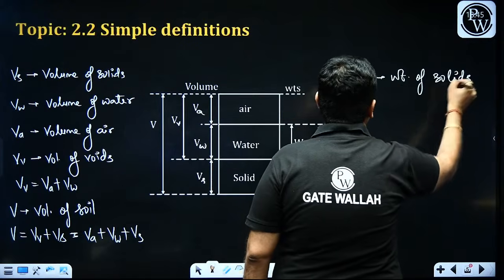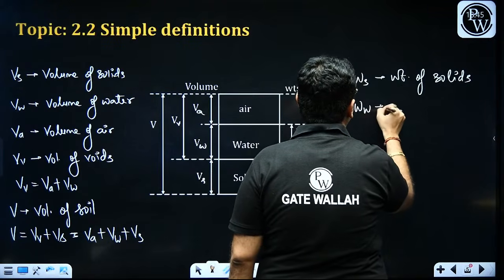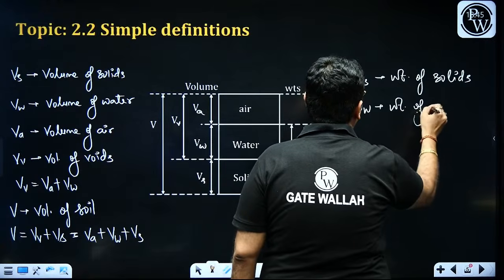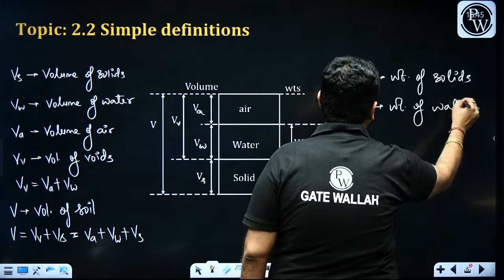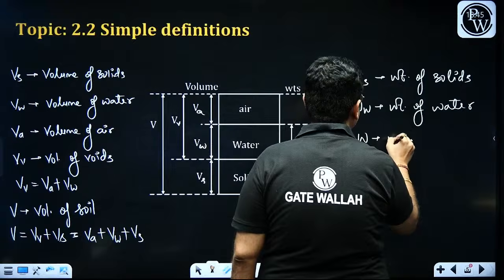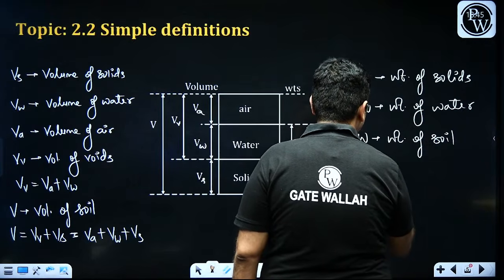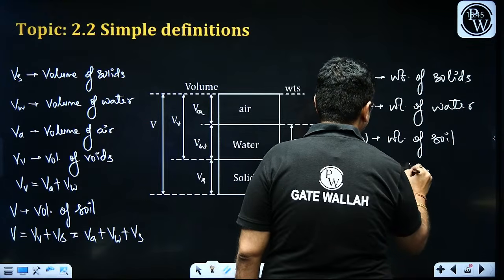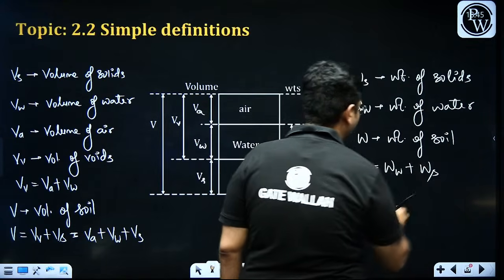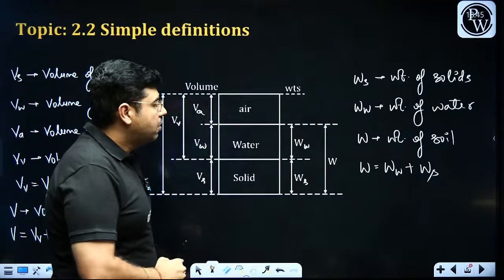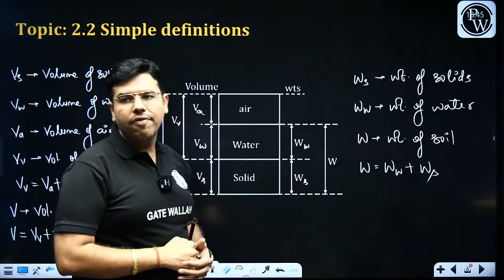Weight of solids. Ww is weight of water. W is weight of soil. W is equal to weight of water plus weight of solids. See, we have neglected the weight of air here.